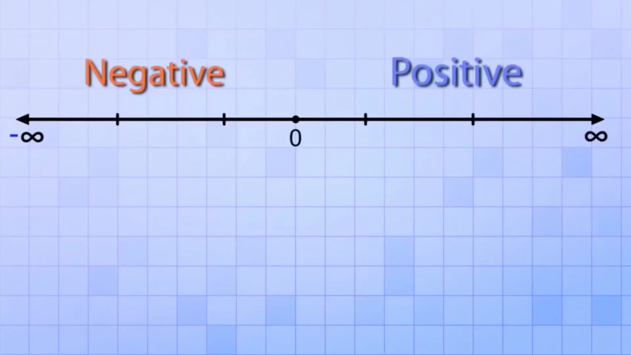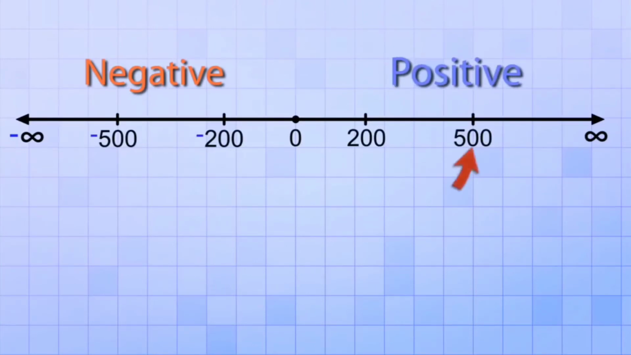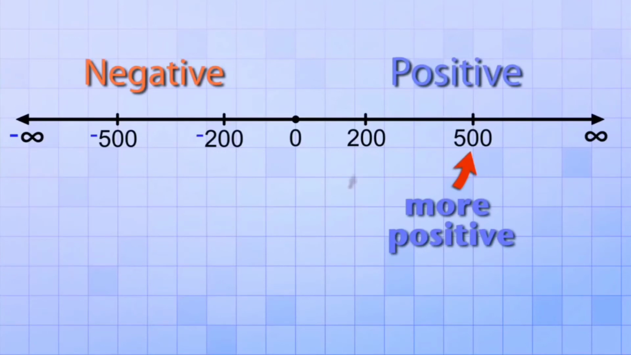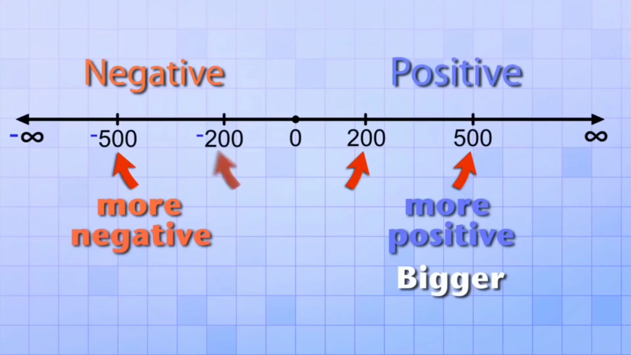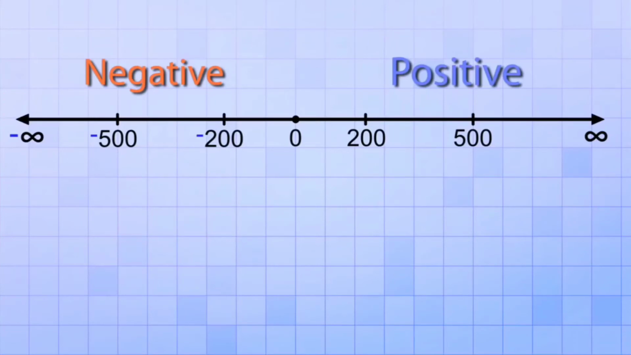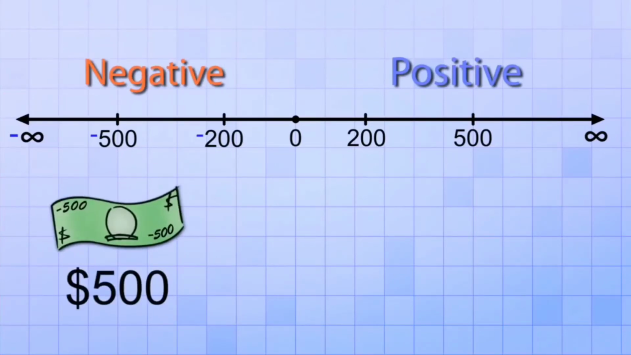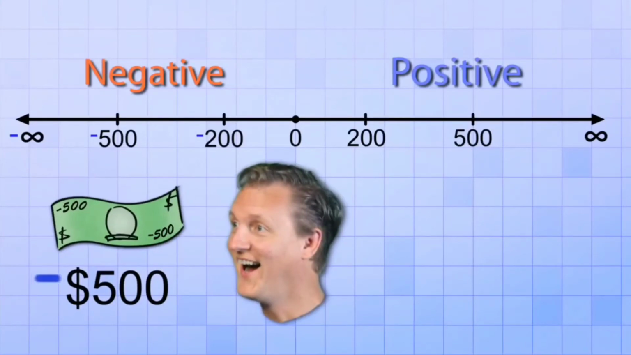And you can use that idea no matter what the numbers are. On the positive side, 500 is more positive than 200, so it's bigger. But on the negative side, -500 is more negative than -200, so it's smaller. Keep that in mind if anyone ever offers to give you -$500. The 500 part sounds pretty good, but the negative part, not so much.